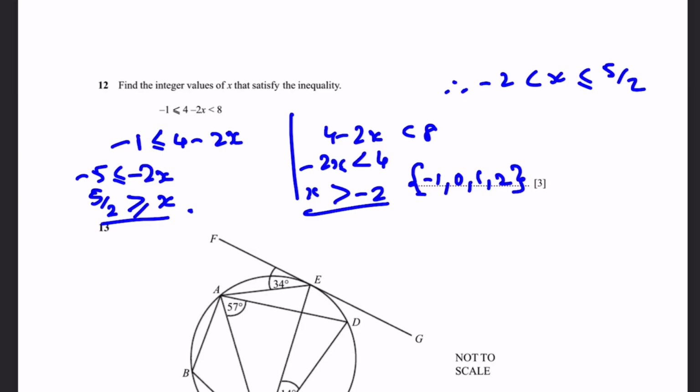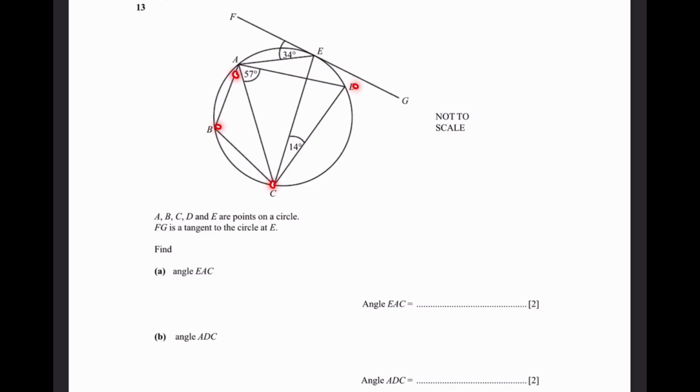Let's go to question 13. A, B, C, D, and E are all points on a circle. F, G is tangent to the circle at E. Find part A, angle EAC.